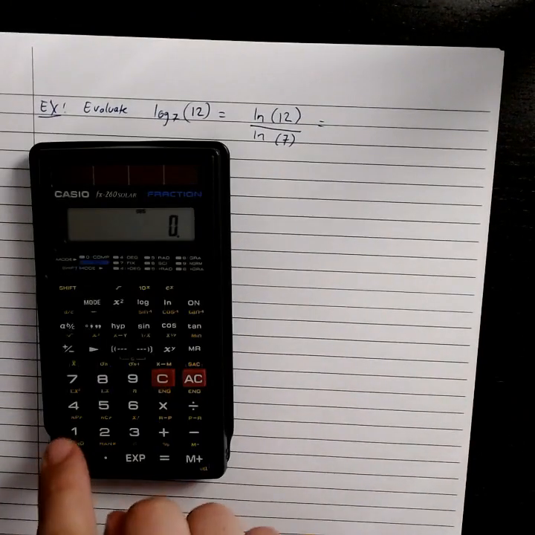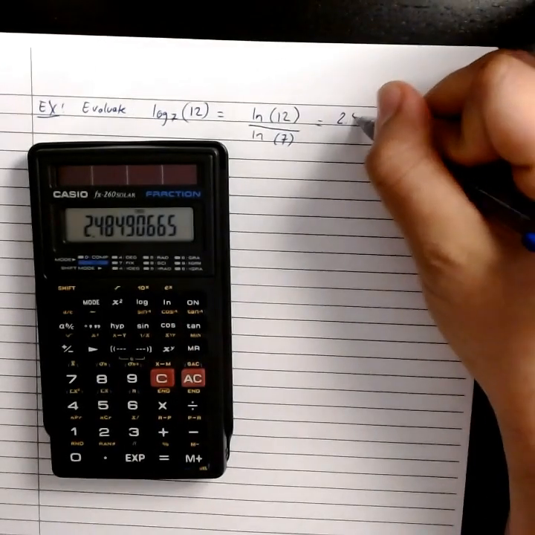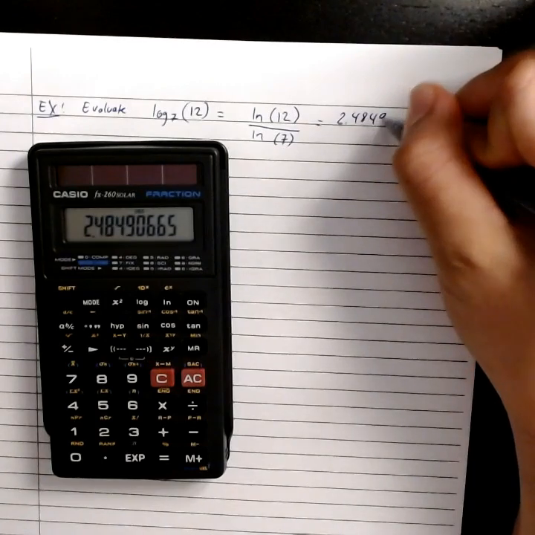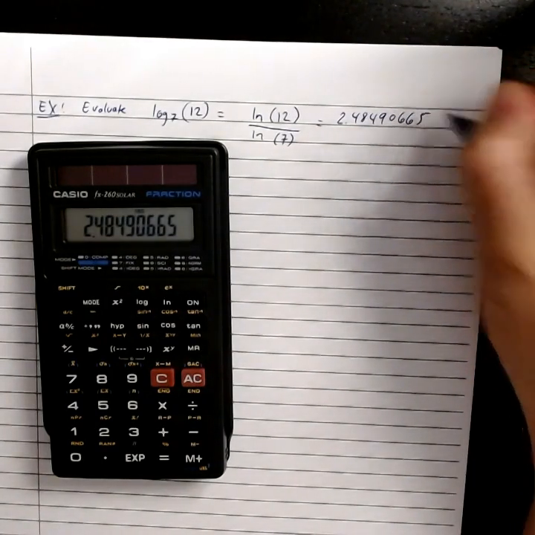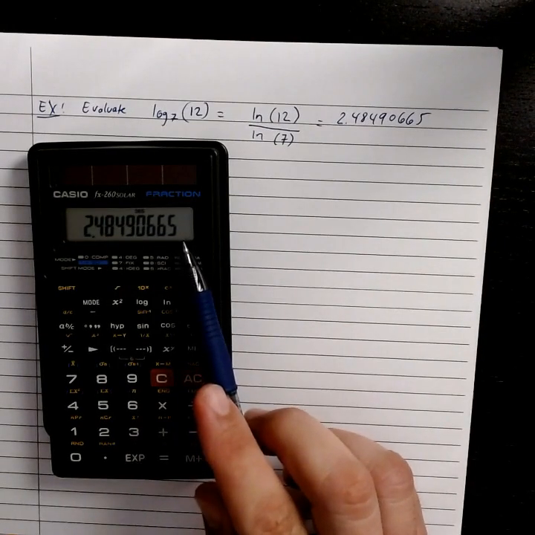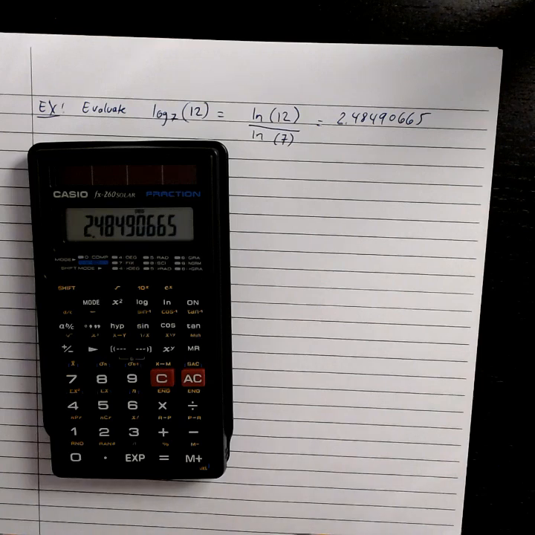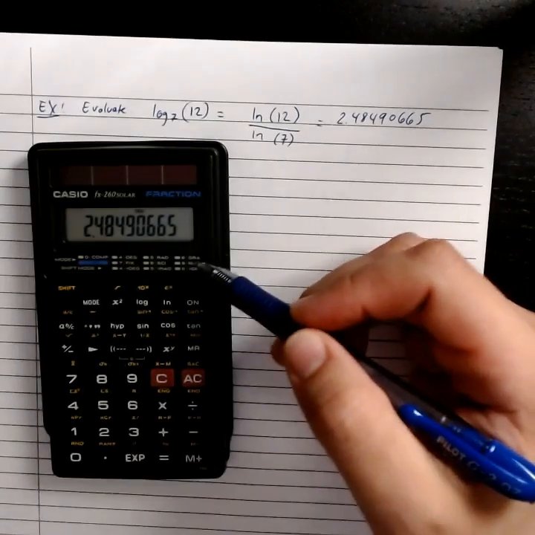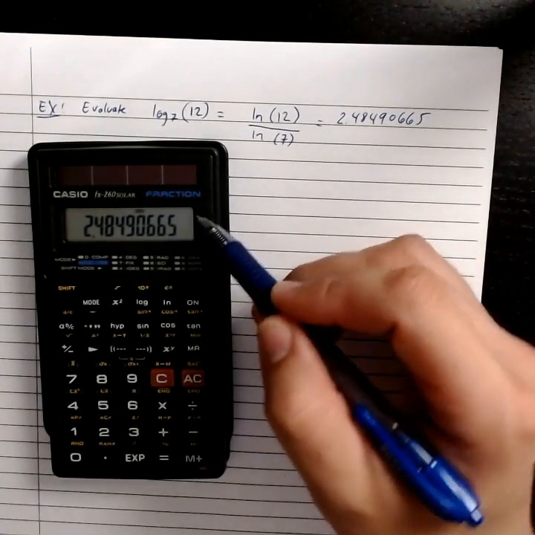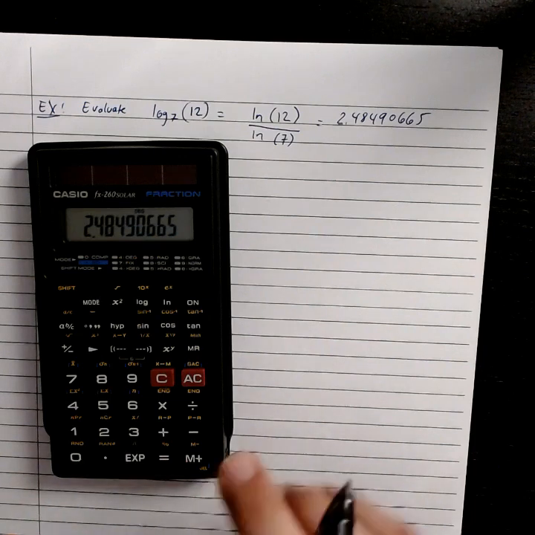Here I can take the natural log of 12, which is about 2.484906665. I say about because here my calculator runs out of space after this. This number actually does keep going, but that's as good as my calculator can do. You may have a much better calculator, but it will eventually cut you off somewhere. And this number goes on for a very, very long time. But that's a pretty good approximation.